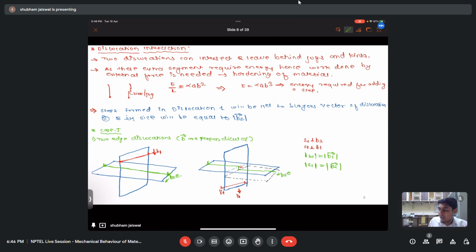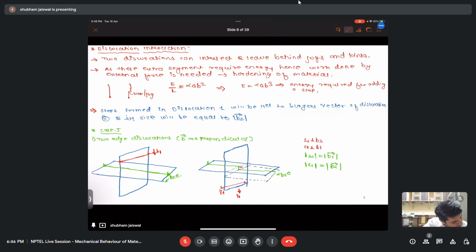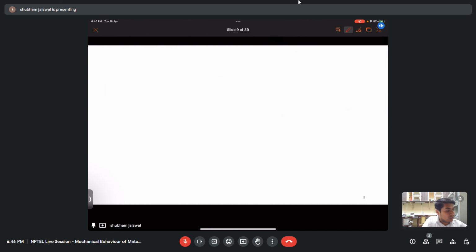So in this case, as you can see here, both the things are changing the plane. So both these steps are jogs in nature. So it will form a jog. Okay. This was the case 1.